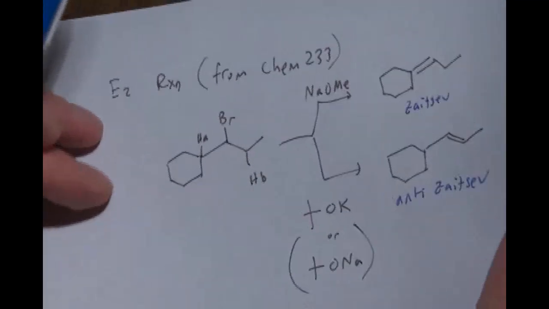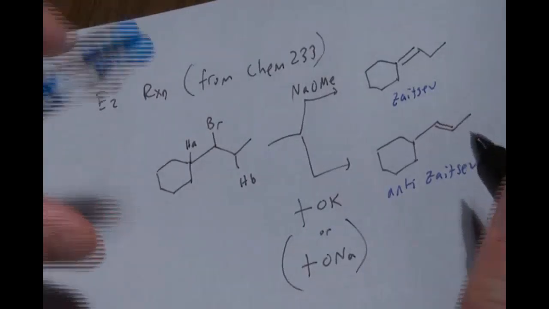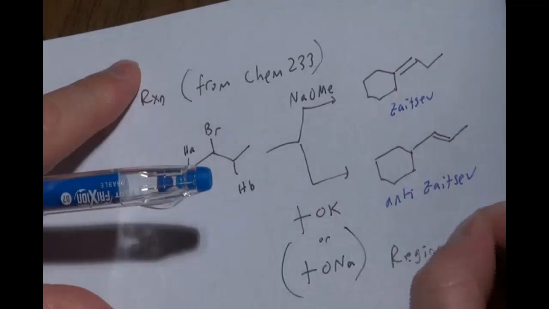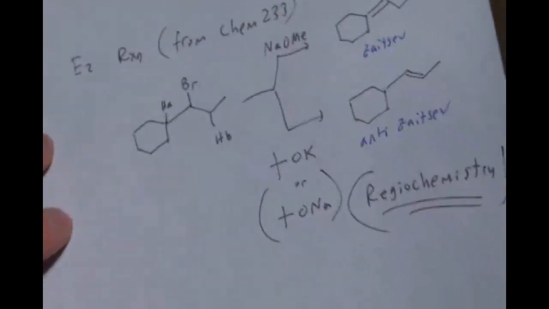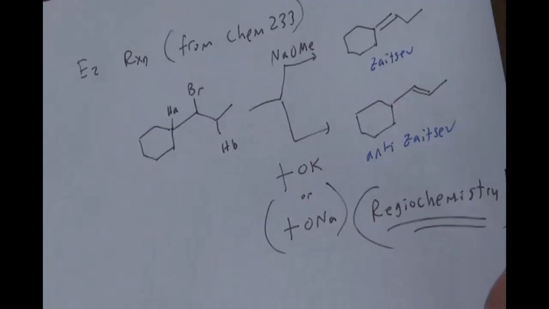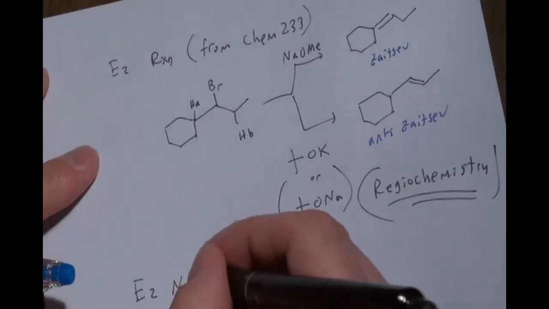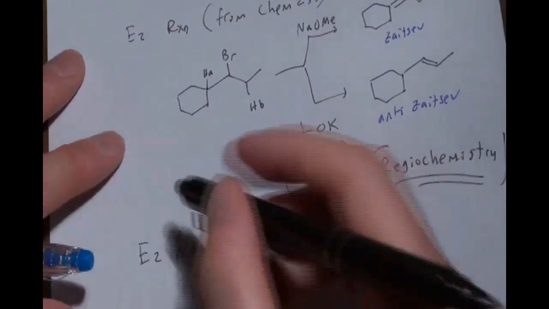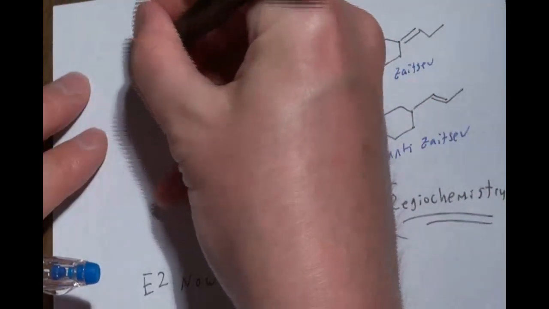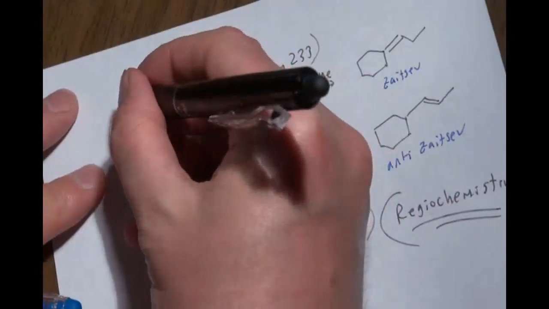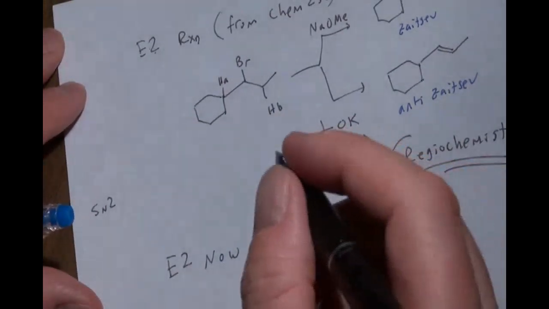Okay, so that was kind of how we explained Zaitsev, anti-Zaitsev regiochemistry in organic one. And yeah, the word is regiochemistry, which you could maybe say is what region of the molecule is being reacted. I have this tendency to draw E2 as subscript, and it's actually not. It's supposed to be a normal size 2. The thing that's subscript is if you're doing SN2, it's a subscript N. I always make that mistake.